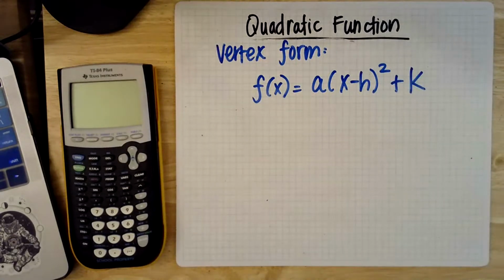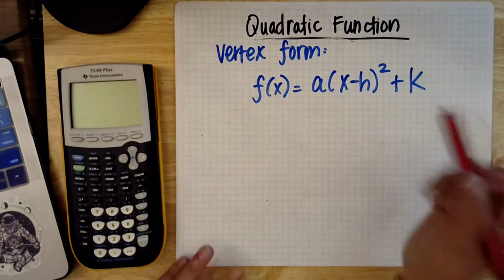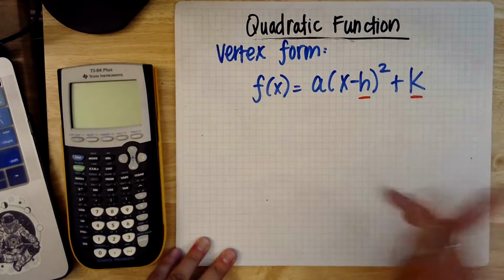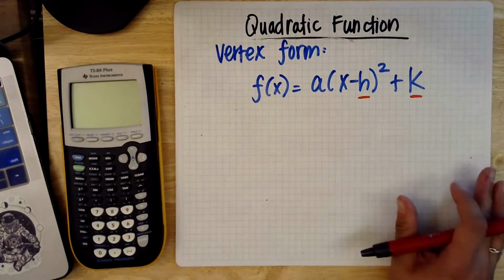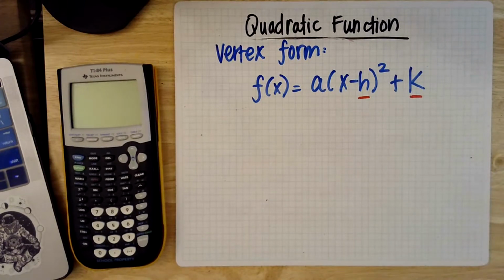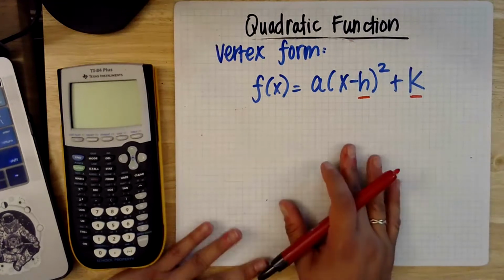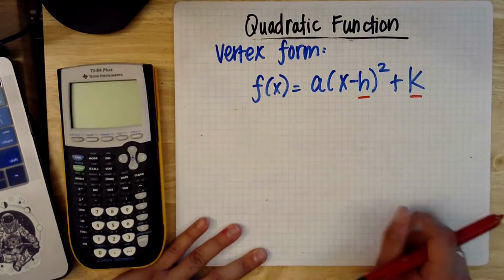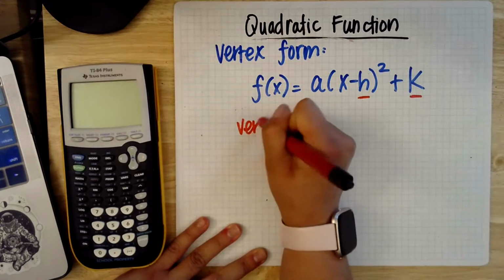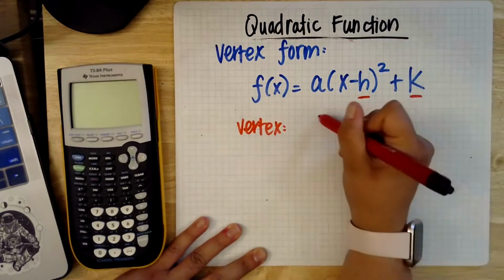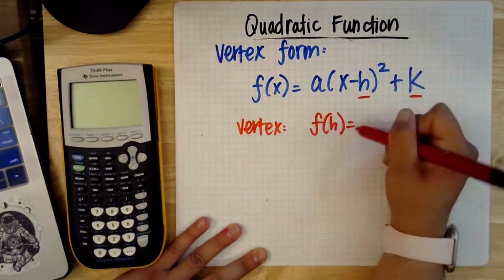Okay, and this is really important because this right here is the vertex. It's either the lowest point if my parabola is opening up or my highest point if my parabola is opening down. So my vertex, f of h equals k.